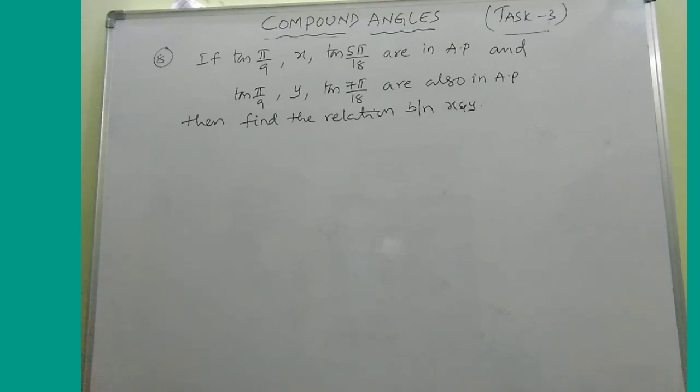Look at question number 8. If tan pi by 9, x, tan 5 pi by 18 are in AP, also tan pi by 9, y and tan 7 pi by 18 are also in AP, okay, then we need to find the relation between x and y.